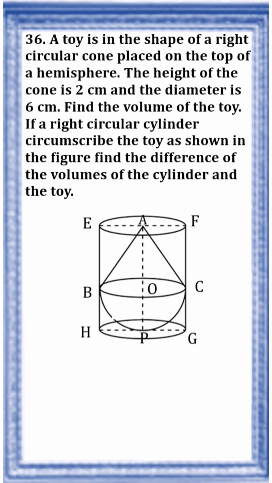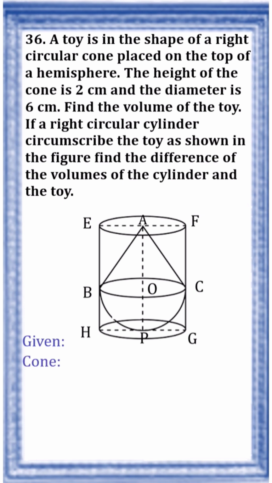Now the 36th question. A toy is in the shape of a right circular cone placed on the top of a hemisphere. The height of the cone is 2 cm and diameter is 6 cm. Find the volume of the toy. If a right circular cylinder circumscribes the toy as shown in the figure, find the difference of the volumes of the cylinder and the toy. Now what has been given here?